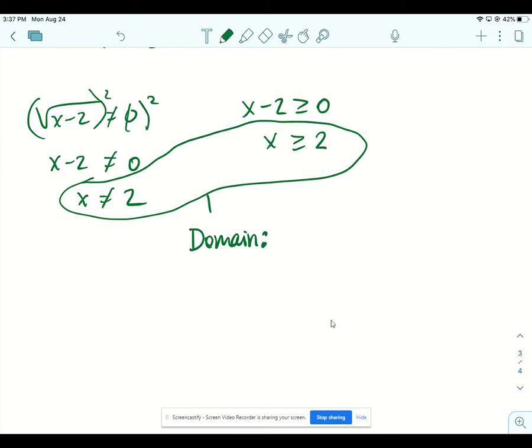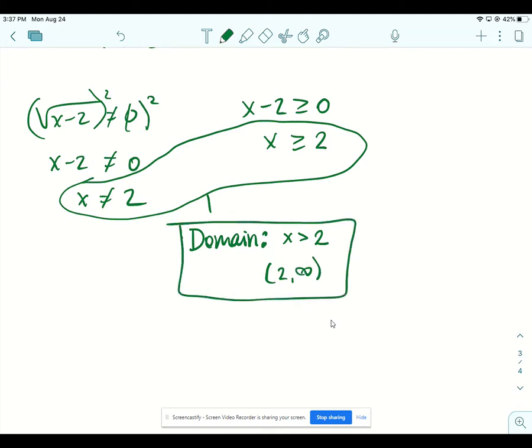You just knock off the or equal to. Since x can't be 2, we would just say that x is greater than 2. And then for interval notation, you would use a parenthesis on it. That's your domain. That's the combination of not equaling to and greater than or equal to 2.